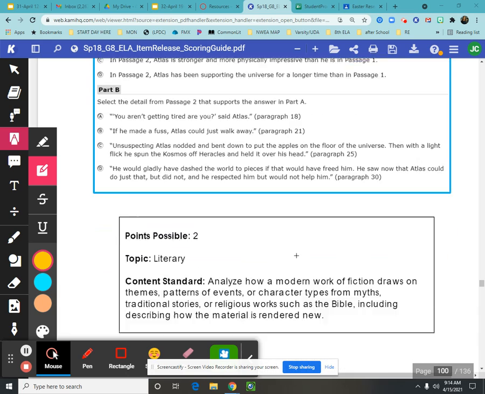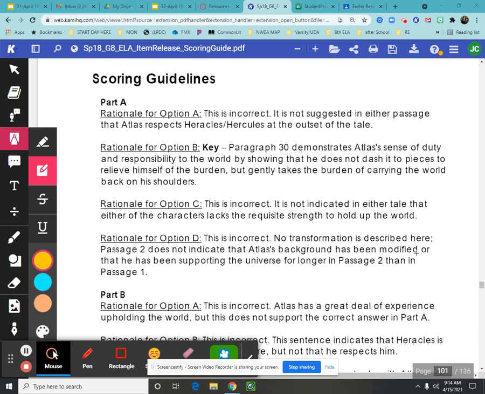Okay, again, you have to have A in order to get B, and it is B. Who got it? Lots of B's. Okay, good. We're going to read the rationale, make sure we know why. So, paragraph 30 demonstrates Atlas's sense of duty and responsibility to the world by showing that he does not dash it to pieces to relieve himself of the burden, but gently takes the burden of carrying the world back on his shoulders. Which other one did we say?